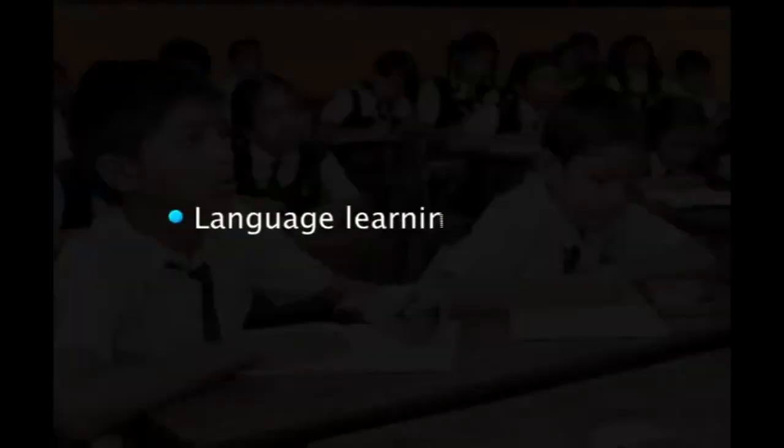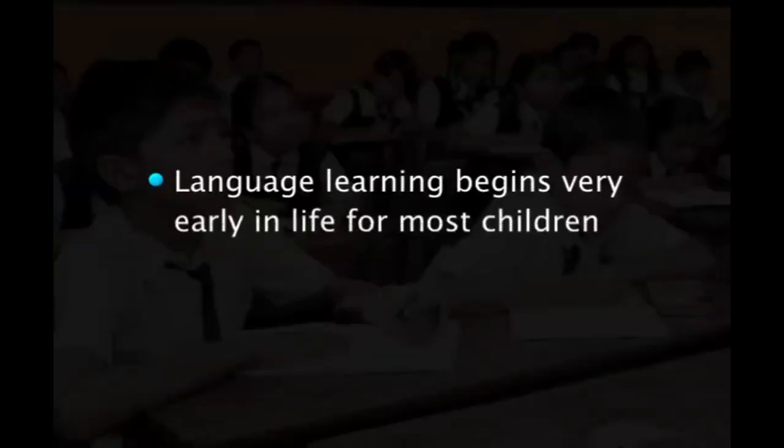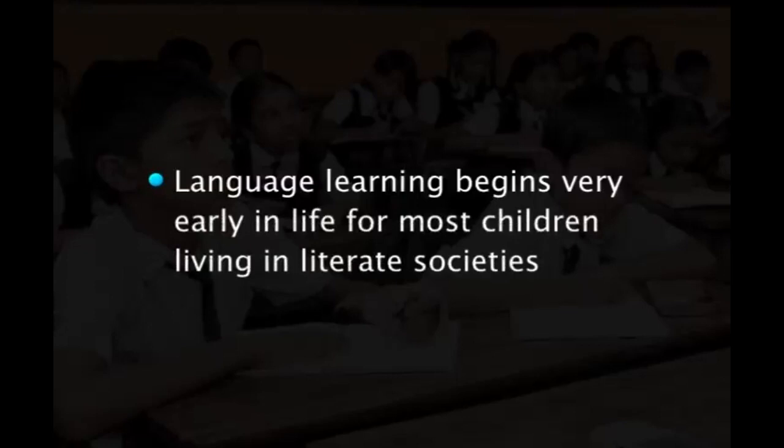That means learning to read by reading, learning to write by writing, and the ways the language is used is related to other meaningful aspects of life. Language learning is variable. Not all children learn to read in first grade. Some children may read in other grades. Language learning begins very early in life for most children living in literate societies.